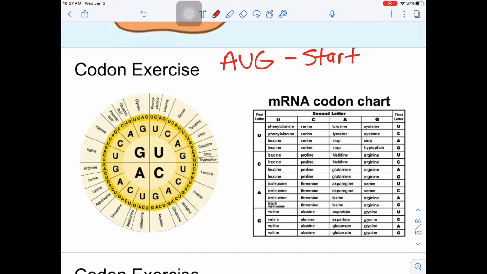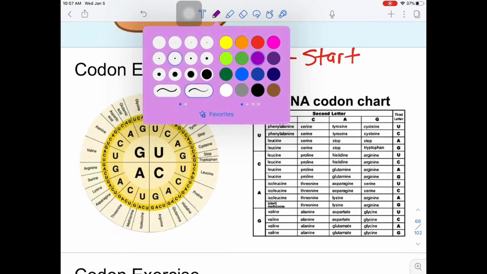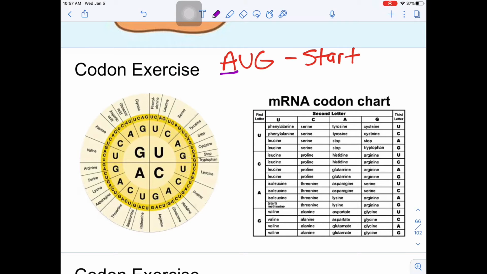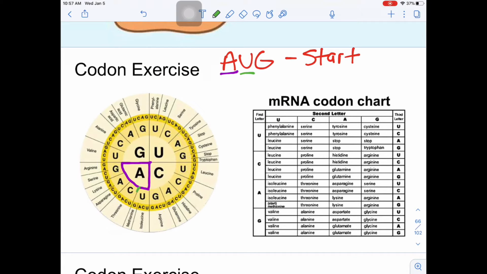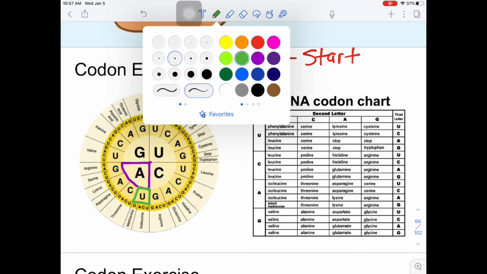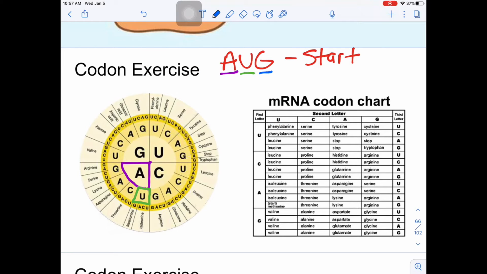Starting with the wheel, we are going to find the first letter, A, in the center of our wheel. So here we have the letter A. Then we're going to use the second letter, U, in the next part of the wheel, right here. Then we are going to use the third letter, G, in the third part of the wheel, right here. That tells us that the amino acid methionine is the one that the start codon codes for. So this is the amino acid methionine.